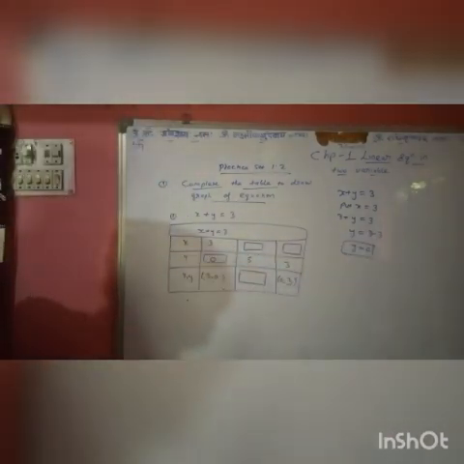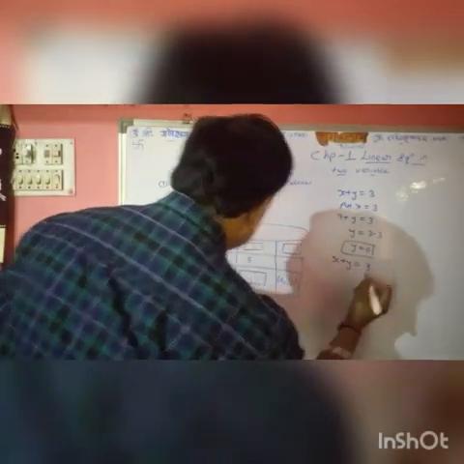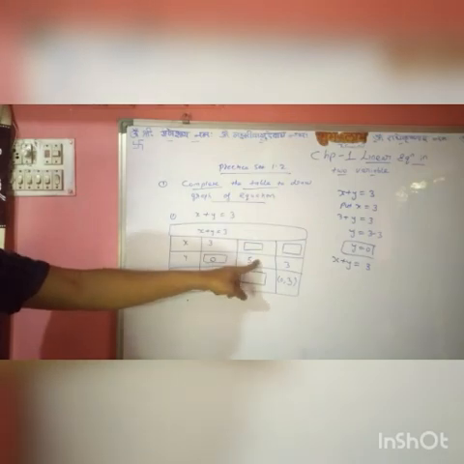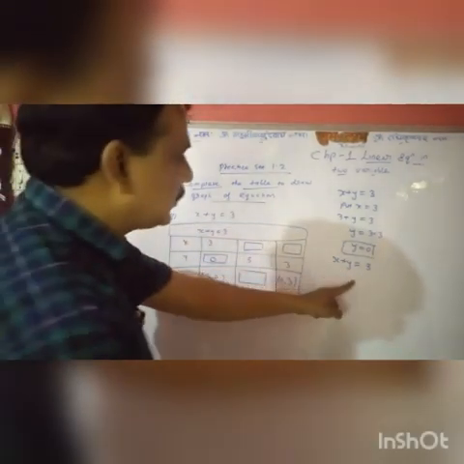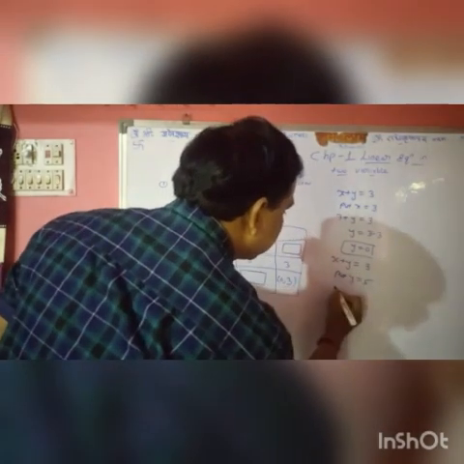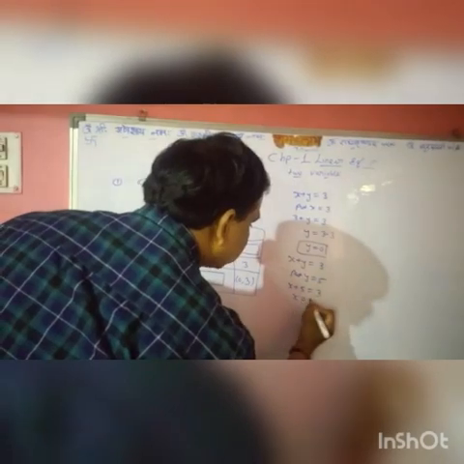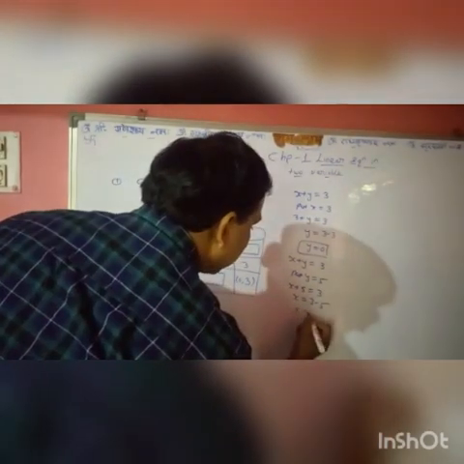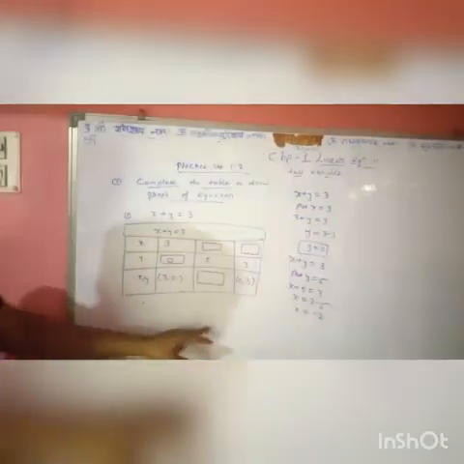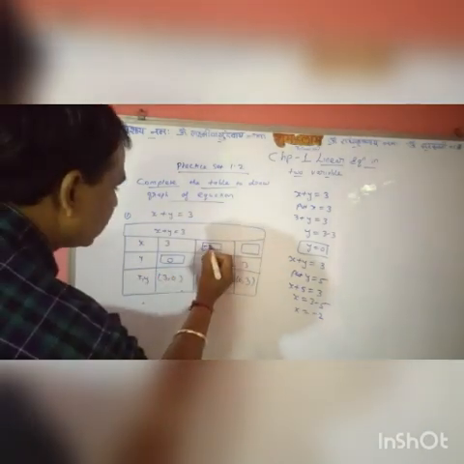Similarly, again we will write x plus y is equal to 3. Here the y value is what? 5. Put y is equal to 5 in the given equation. x plus 5 is equal to 3. x is equal to 3 minus 5. x is equal to minus 2. What do you get here? x is equal to minus 2. Write down minus 2.